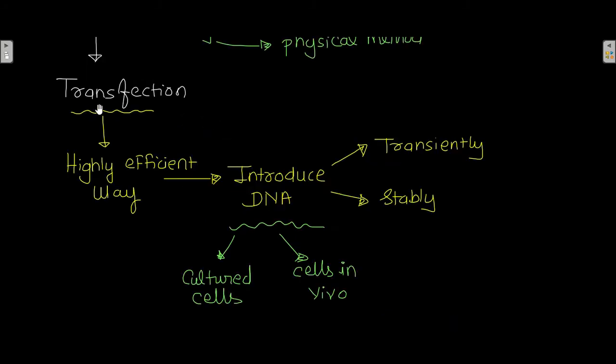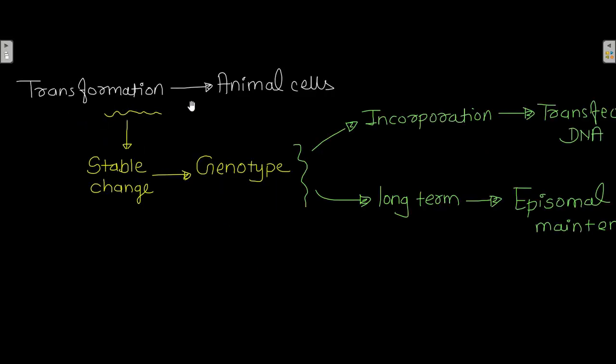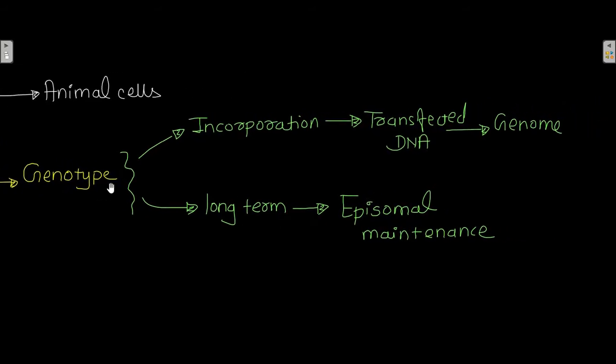So that is the reason why transfection is a highly efficient way to introduce DNA transiently and stably into cultured cells or cells in vivo. The term transformation is applied to animal cells, and it refers to a stable change in the genotype, brought about by incorporation of the transfected DNA into the genome or its long-term episomal maintenance.